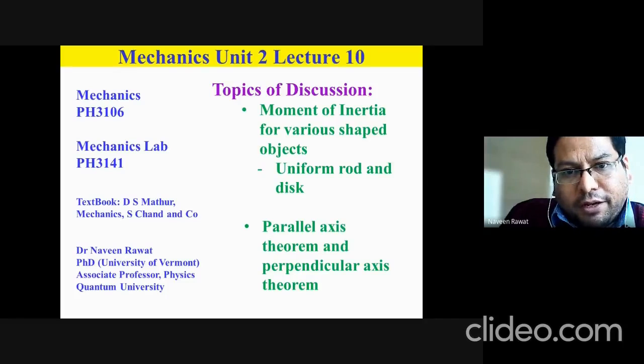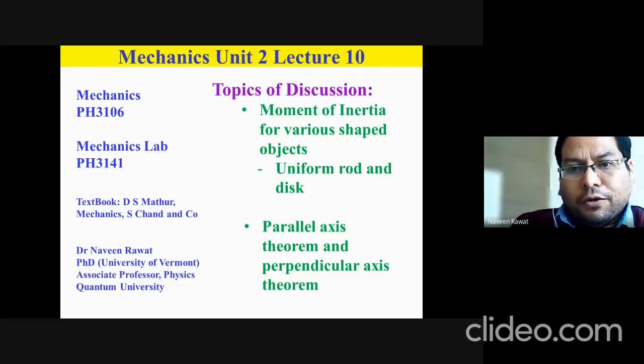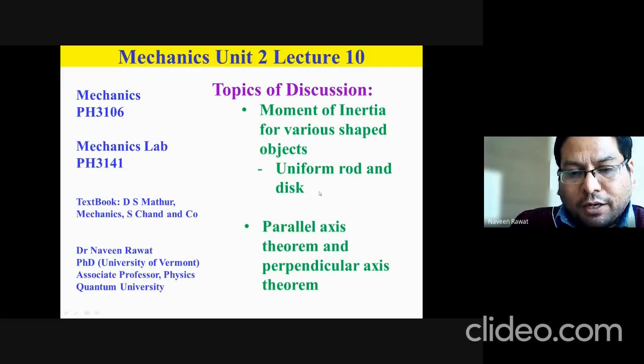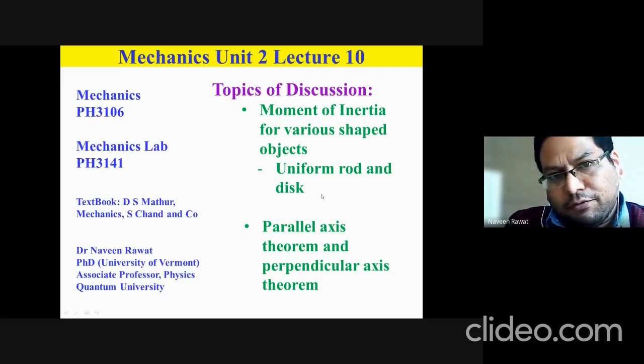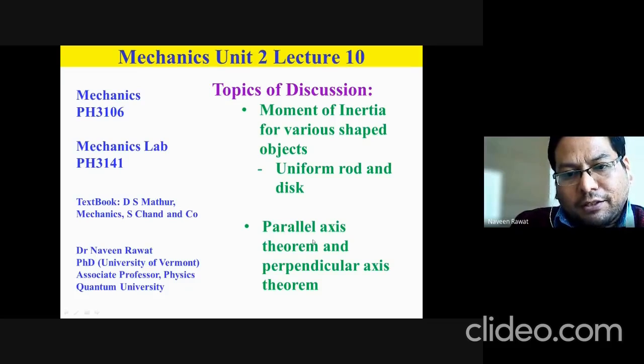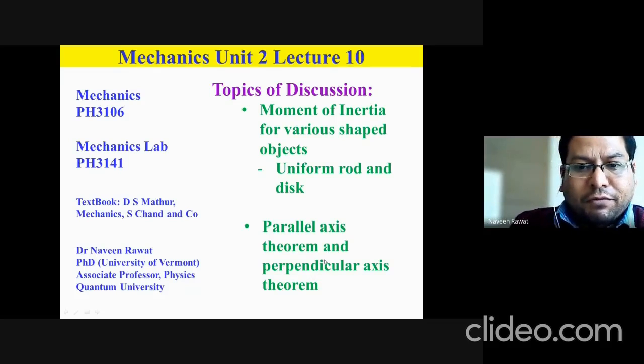Welcome everyone. Today we'll be talking about calculation of moment of inertia for various shaped objects, starting with the uniform rod and disc, and we'll also look at a cylinder if time permits, and then we'll go on to do it for sphere and for spherical shells. While we are doing this, we will also look at two theorems: the parallel axis theorem and the perpendicular axis theorem, because they are definitely helpful in making our life easier when we are trying to solve some of these problems.